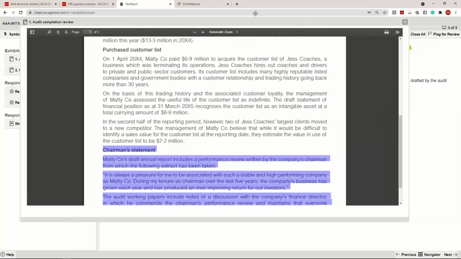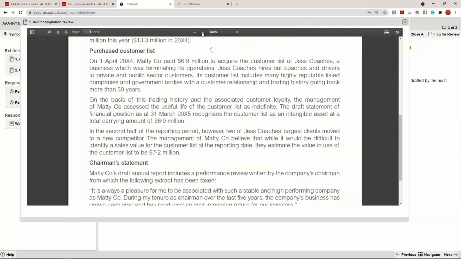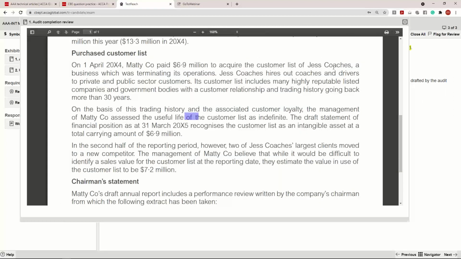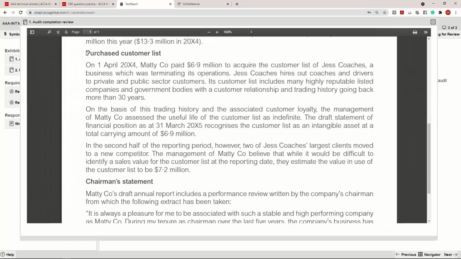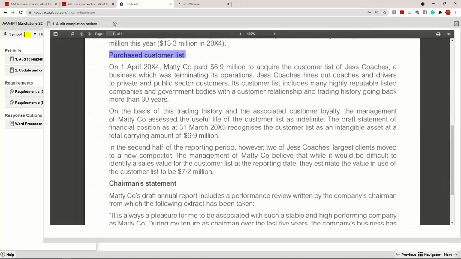Can you all read this purchase customer list on your screen in front? I'm giving you 5 minutes. I hope this is big enough for you to read. Can you read this purchase customer list paragraph and tell me you are clear with what is happening in the purchase customer list? Just read it. I'm giving you 3 minutes.